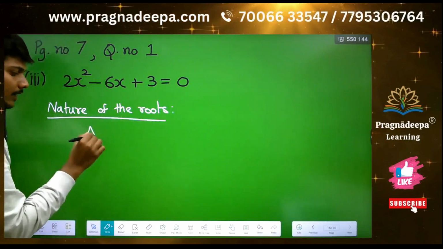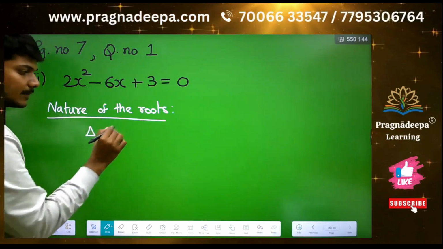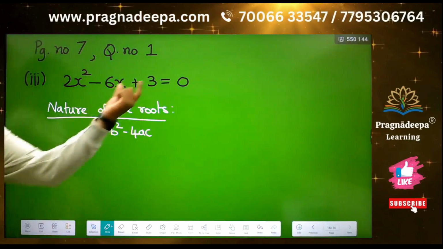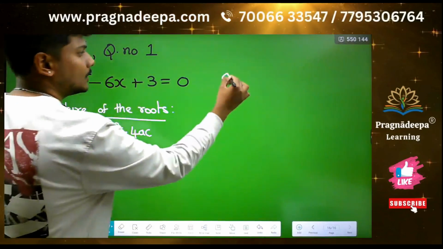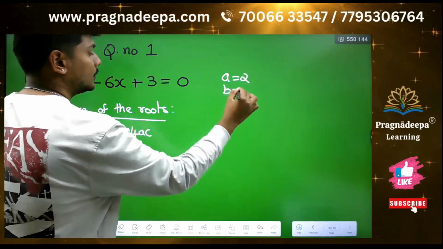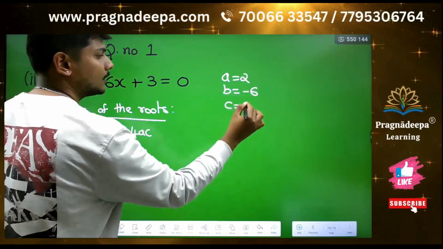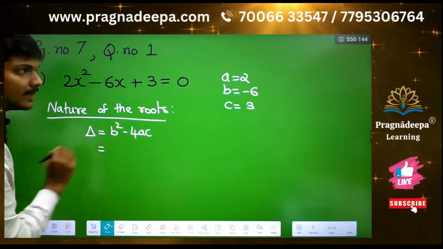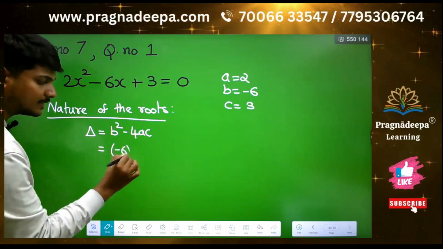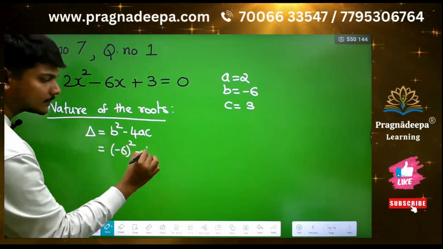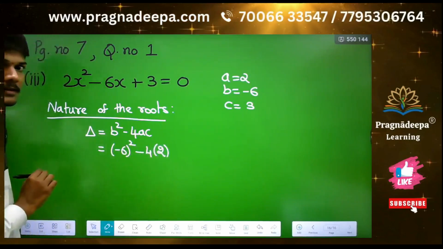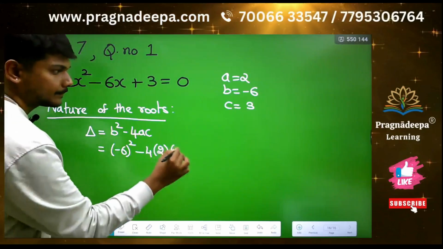So I am going to find out the discriminant. Discriminant will be b square minus 4ac. So in this quadratic equation, a is equal to 2, b is equal to minus 6, c is equal to 3, right? So the value of b is minus 6. Minus 6 whole square minus 4 into the value of a is 2, the value of c is 3.